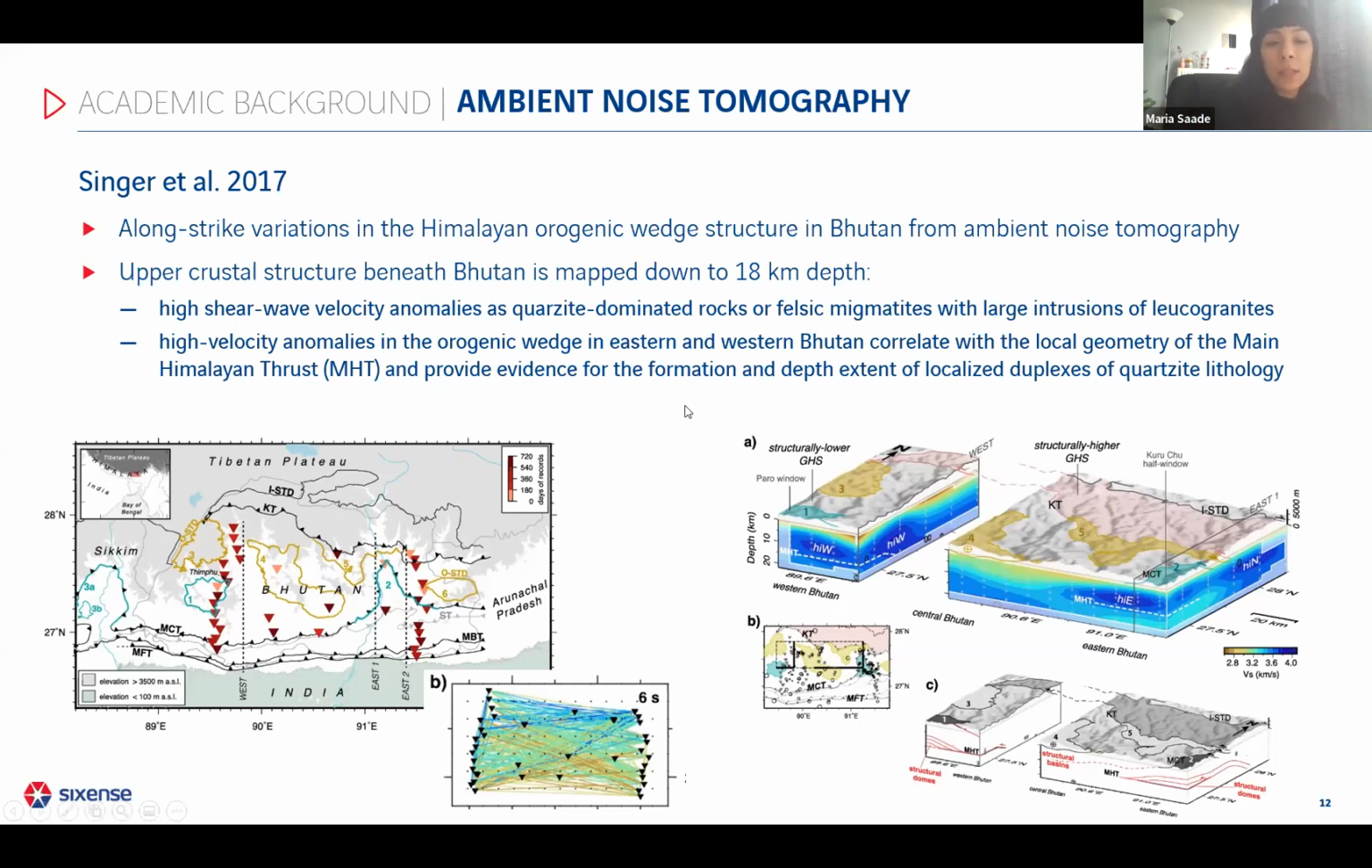And this is another, more recent study, which was applied in order to observe variations along strike in the Himalayan orogenic wedge structure in Bhutan, again using ambient seismic noise tomography. This study was again on a larger scale, about 300 kilometers, and it allowed to image the subsoil from the surface down to 18 kilometers, using waves at a lower frequency between 0.05 and 0.5 hertz. What they did observe is several high shear velocity anomalies that might correspond to tectonic windows outcropping at the surface, and probably formation of localized duplexes of quartzite lithology.